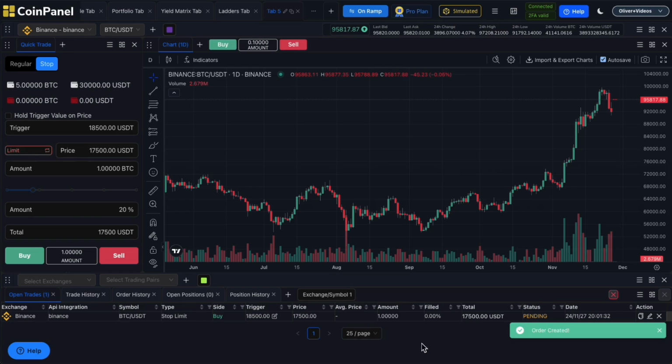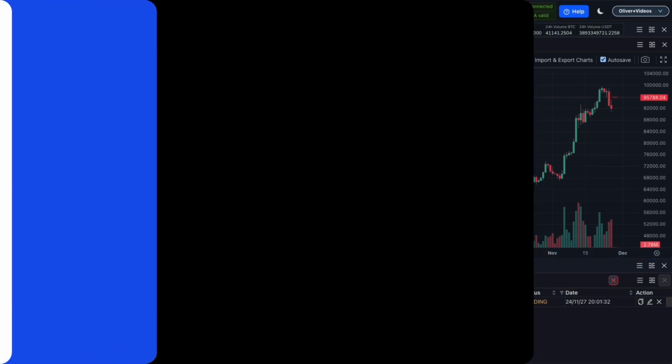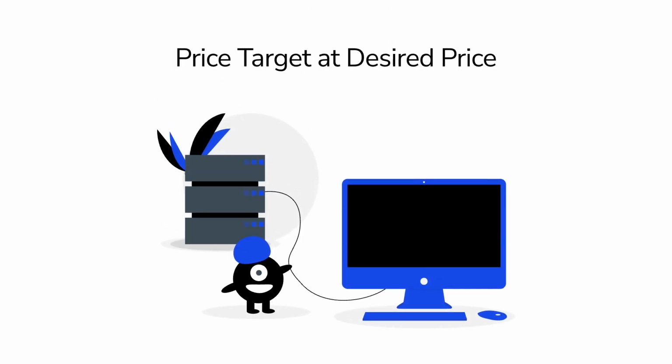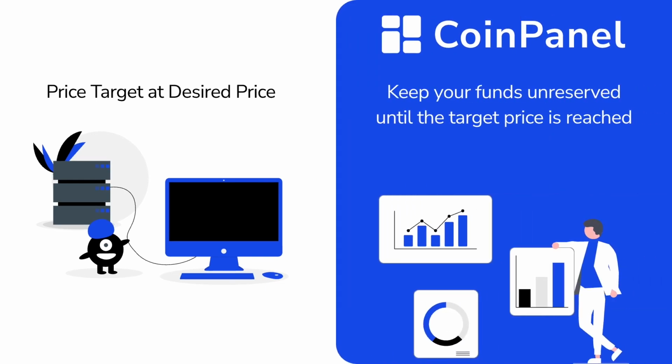In addition, keep your order invisible in the exchange order book. You don't play poker with your hand shown to everybody, right? This way, you didn't just set a price target at your desired price. You also keep your funds unreserved until the target price is reached, and in addition to it, keeping your orders invisible gives you a significant edge.